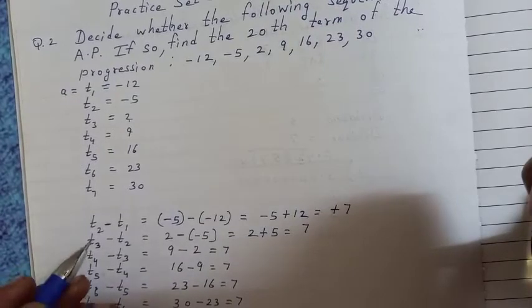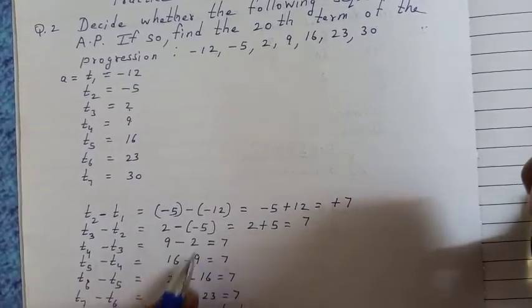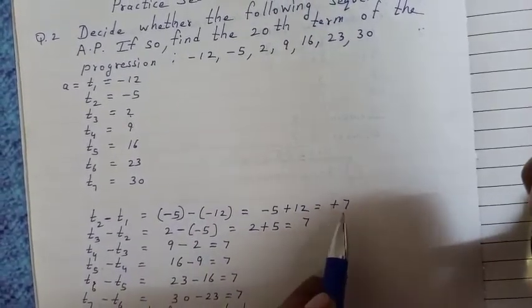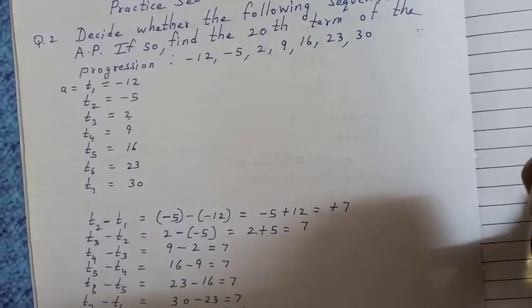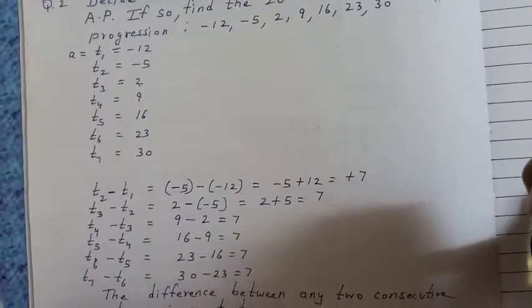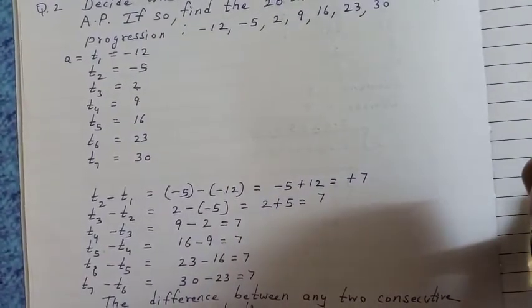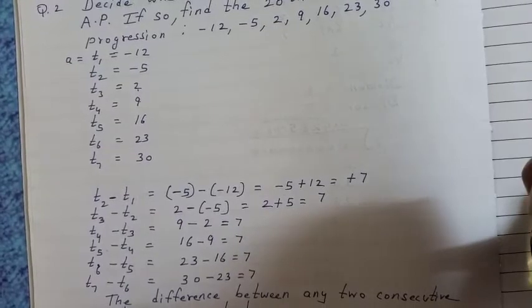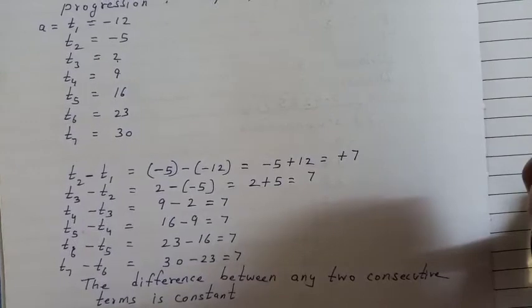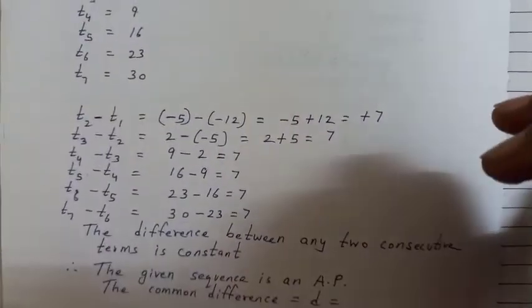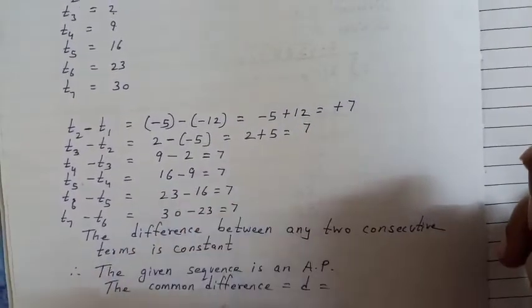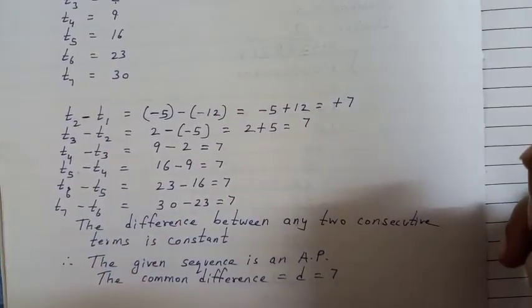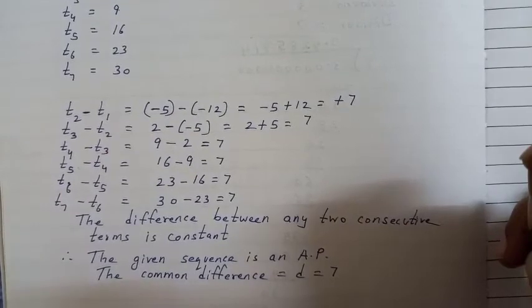So you can check the difference between any two consecutive terms is constant: 7, 7, 7, 7, 7, 7. Right? So what will you conclude? The difference between any two consecutive terms is constant. Therefore, the given sequence is an AP. And what is the common difference? Here the common difference is 7. I hope you have understood.